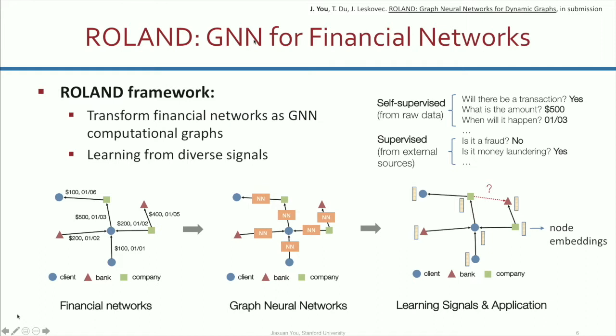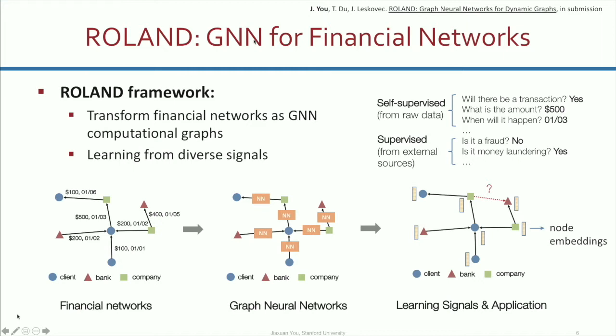First, we want to transform those financial networks into GNN computational graphs, and then we will train that GNN by learning from diverse signals. Specifically, we will take a financial network as the input, and then we will apply a small neural network to each of the edges, which is each of the transactions. The goal of this neural network is to learn how the information is propagated among these transaction accounts so that they can learn how to make proper predictions on the financial networks. We will train this system using a variety of learning signals. For example, we can use some self-supervised learning signals. These are extracted from the raw graph input data.